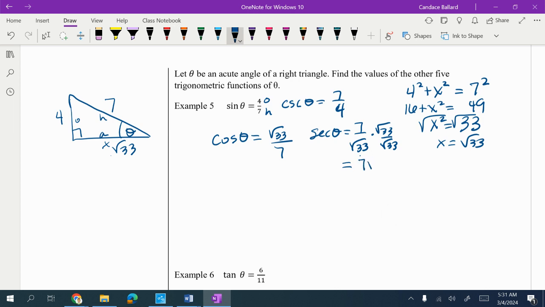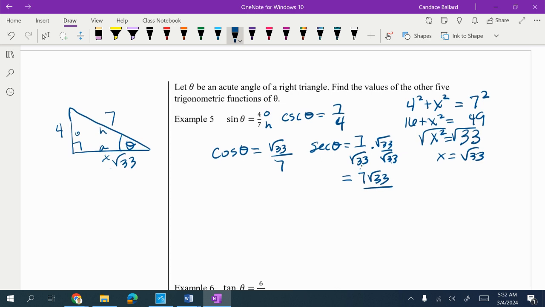Across the top, I get 7 square root of 33, and across the bottom, I get 33 times square root of 33. Square root of 33 times square root of 33 is just the 33 itself.